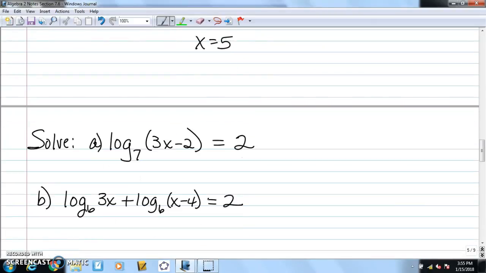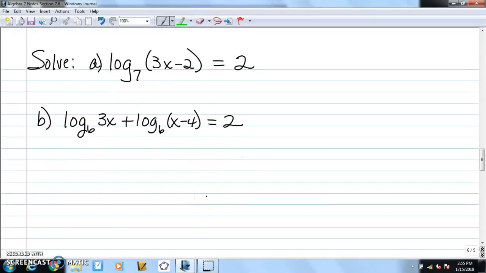Okay, so let's look at a couple of these. So this one, I don't have a log on both sides. Okay, so you've got to pay attention to these. If you have a log on both sides, you can do that. If you don't, rewrite it as exponential. So you have to know these different things to do.